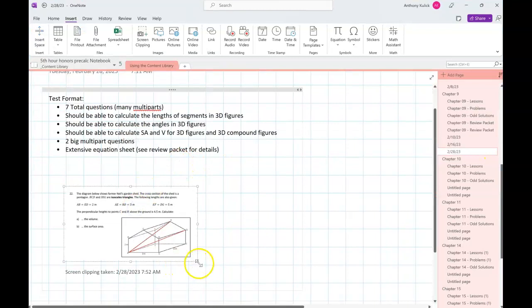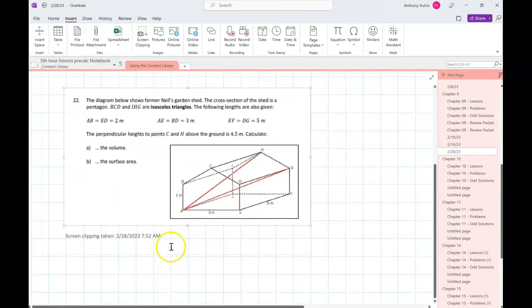Drop that in. So this is the one you're talking about, right? Okay. So it says the diagram below shows Farmer Neal's garden shed. The cross section of the shed is a pentagon. BCD and IHG are isosceles triangles. So that means that BC and CD are the same length, as is IH and HG, excuse me.